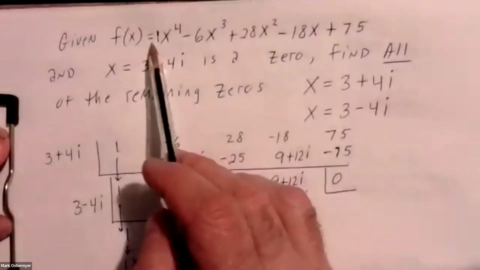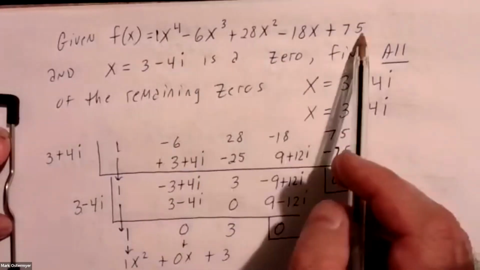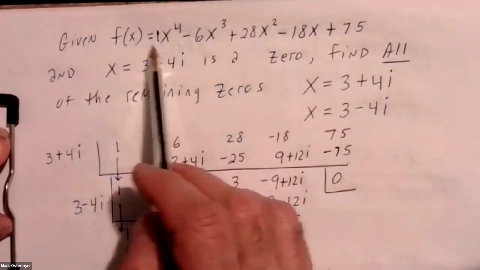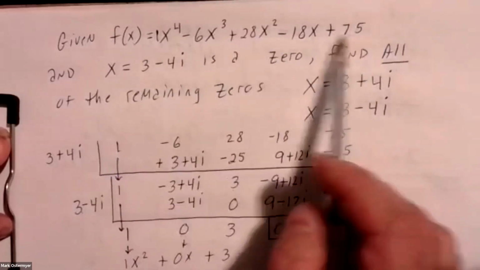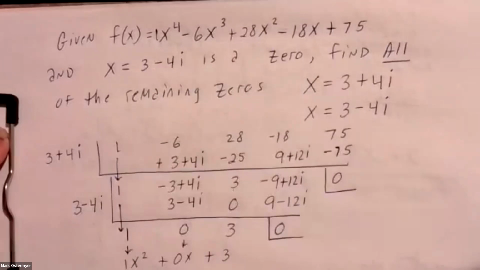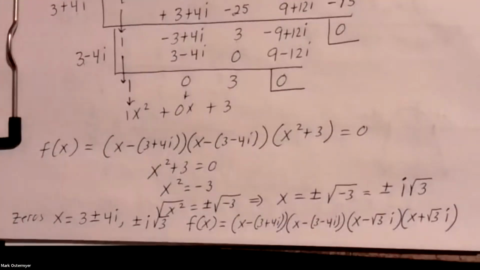I have a question for you. If I was to take the time to graph this 4th degree polynomial, would I see any x-intercepts in the plane? Would this graph cross the x-axis anywhere? Yes or no? Would it cross the x-axis anywhere? Would it even touch the x-axis anywhere? The answer is absolutely what?